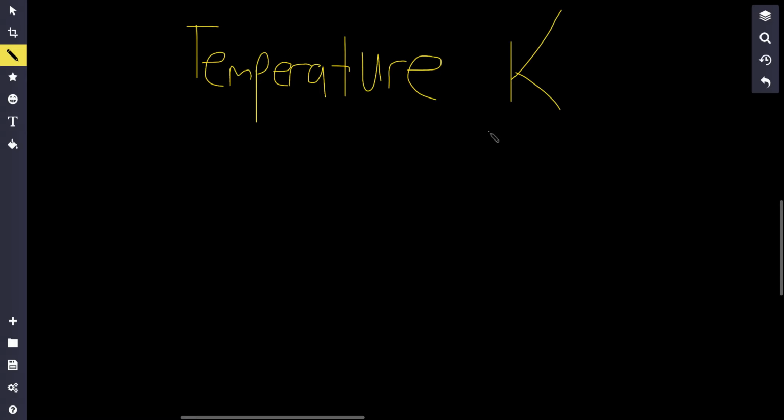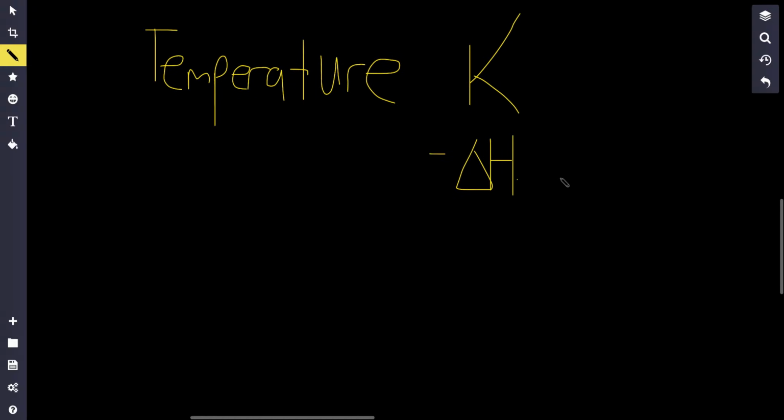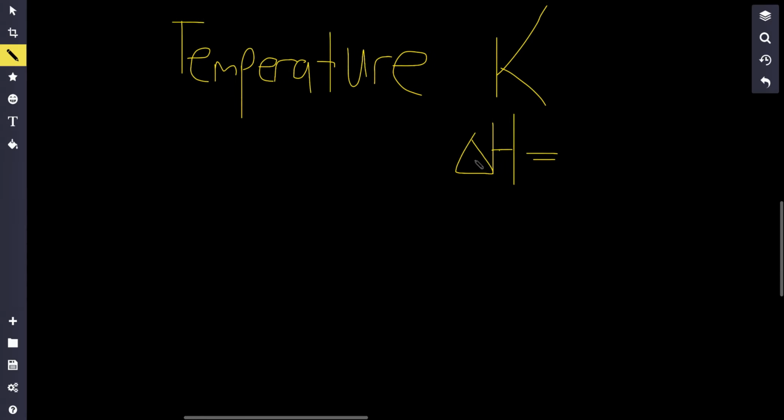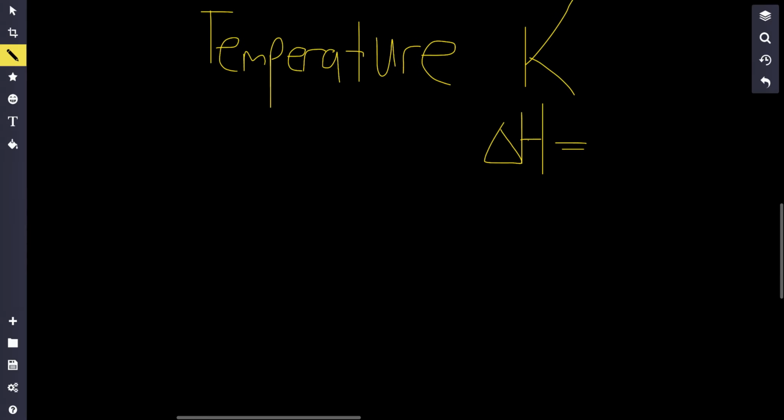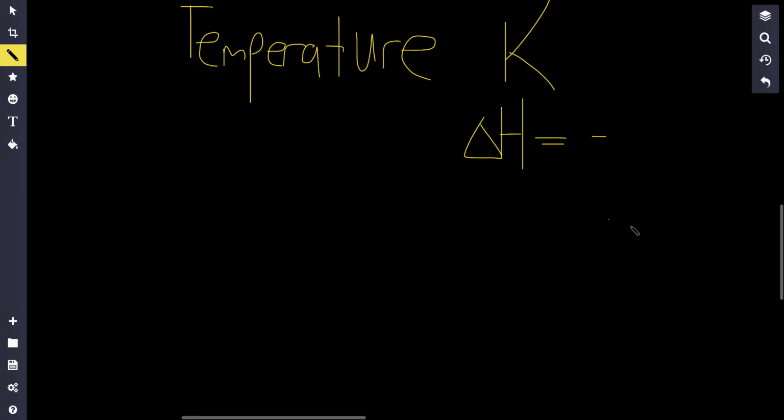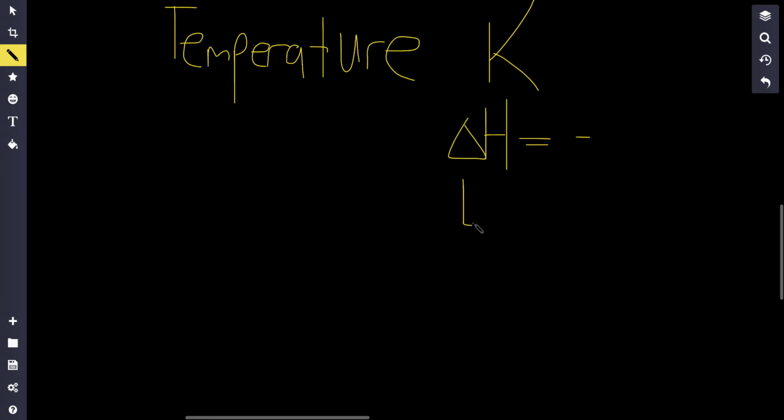Now, remember that the change in enthalpy for a reaction just tells you the heat of the reaction, right? If it's absorbing or if it's releasing heat. If delta H is negative, that means that you're releasing heat, and therefore the reaction is exothermic.